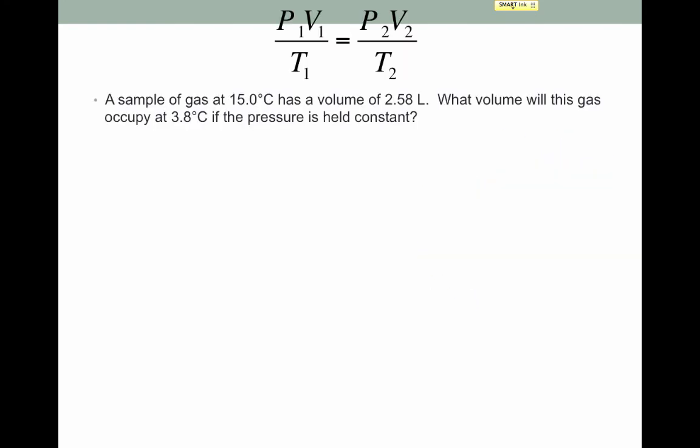Let's work through some sample problems together. In this problem, we have a gas at a temperature of 15 degrees Celsius with a volume of 2.58 liters. We're asked what the new volume will be if the gas is cooled to 3.8 degrees Celsius. Notice in this problem, pressure is held constant. Therefore, we can eliminate pressure from our combined gas law and focus only on the volume-temperature relationship.